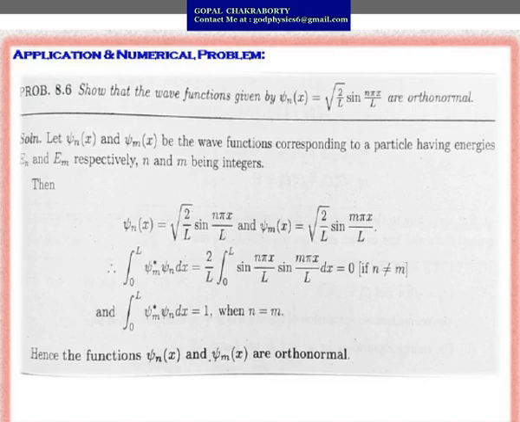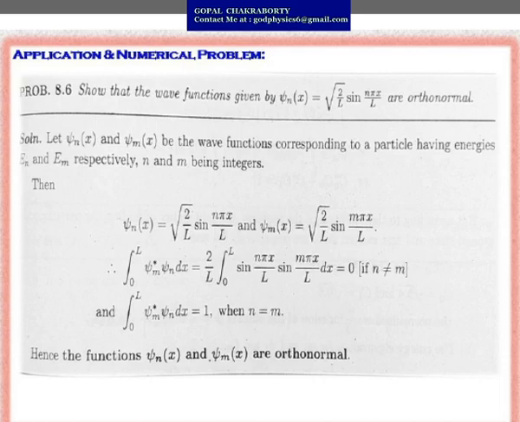Next problem: show that the wave function given by psi equals under root 2 by L sin(n pi x by L) is orthonormal. Orthonormal means it simultaneously satisfies the condition of normalization and the orthogonality condition.